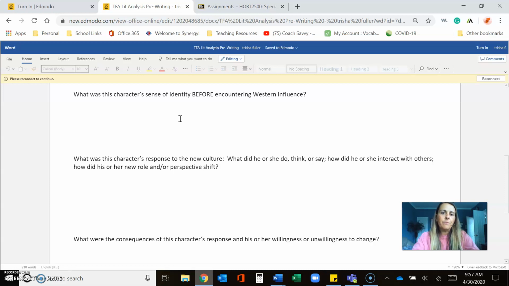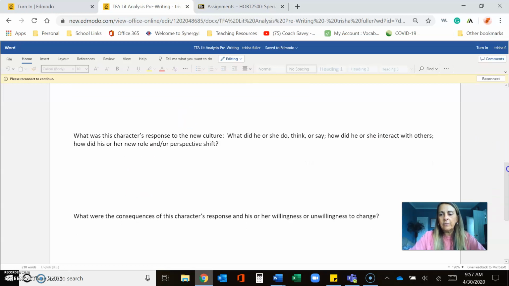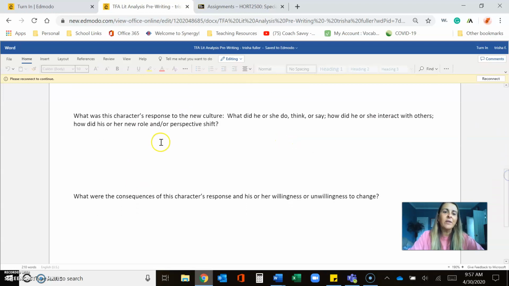So who were they before? This is all part one. Then for the second question, and maybe even your second body paragraph, you'll be looking at the character's response to the new culture. So you need to consider in parts 2 and 3, how did the character you chose react? What did he think? What did he do? What did he say? How did he feel? How did he interact? Does he have a new role? Does he have a new perspective on life?